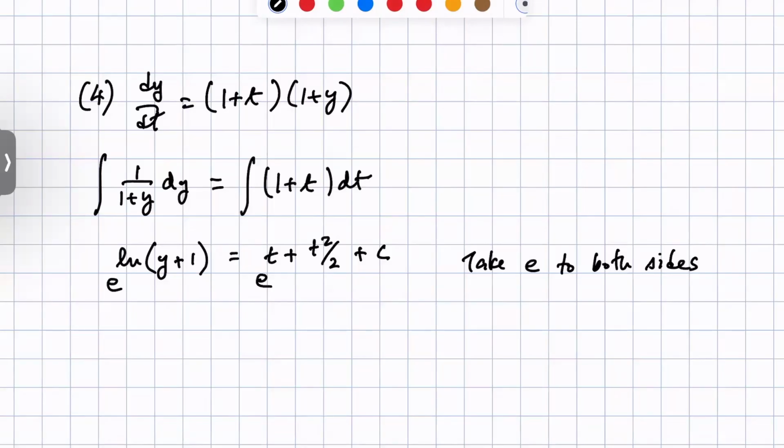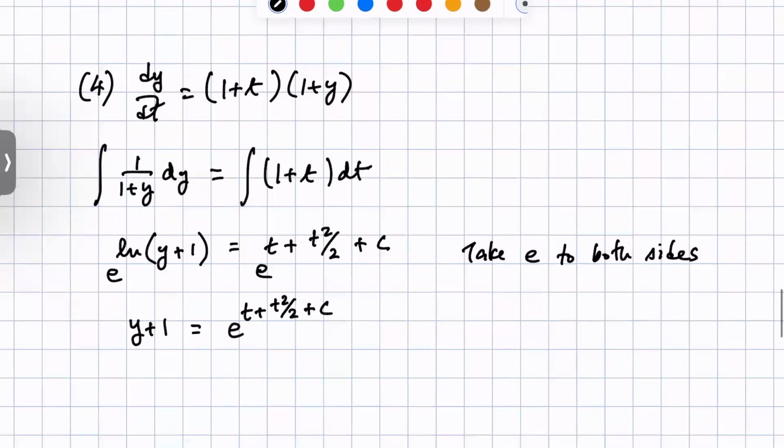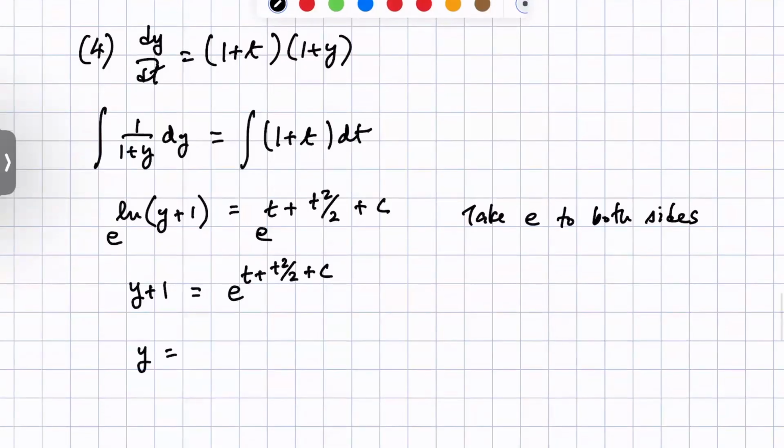In this case, the log and the e cancel each other out as we wished. y plus 1 equals e to the t plus t squared over 2 plus c. And then finally, y is equal to e to the t plus t squared over 2 plus c minus 1.